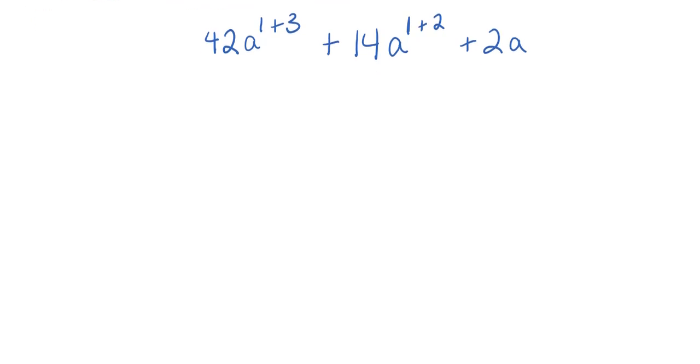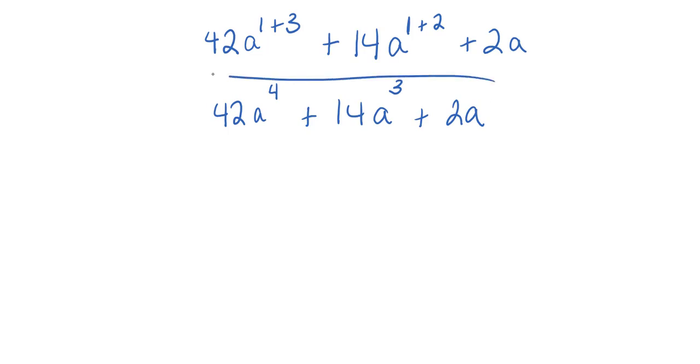Now let's go ahead and simplify. 42a to the 1 plus 3, so what's that? That's 4. Then we have plus 14a to the 1 plus 2, so that's 3, plus 2a. So that would be our solution. So let's go to the next example.